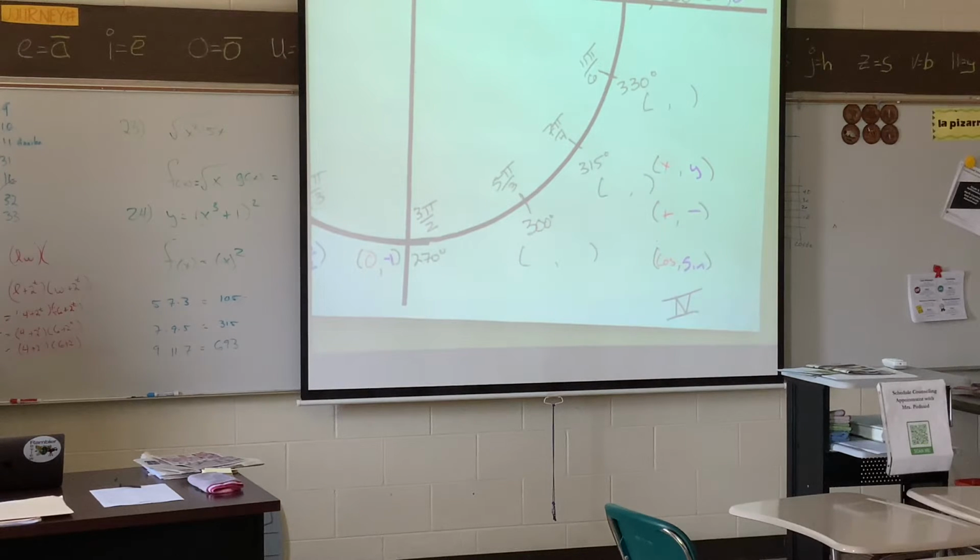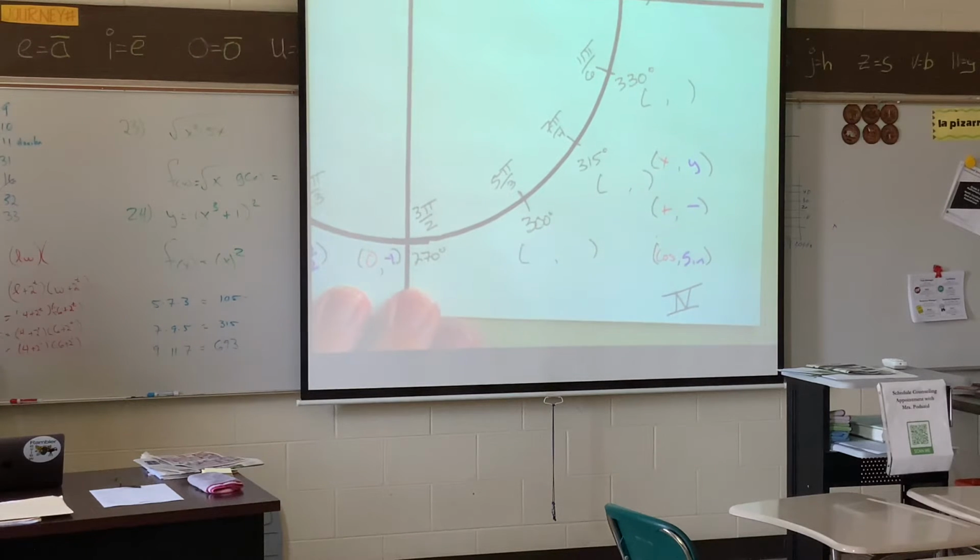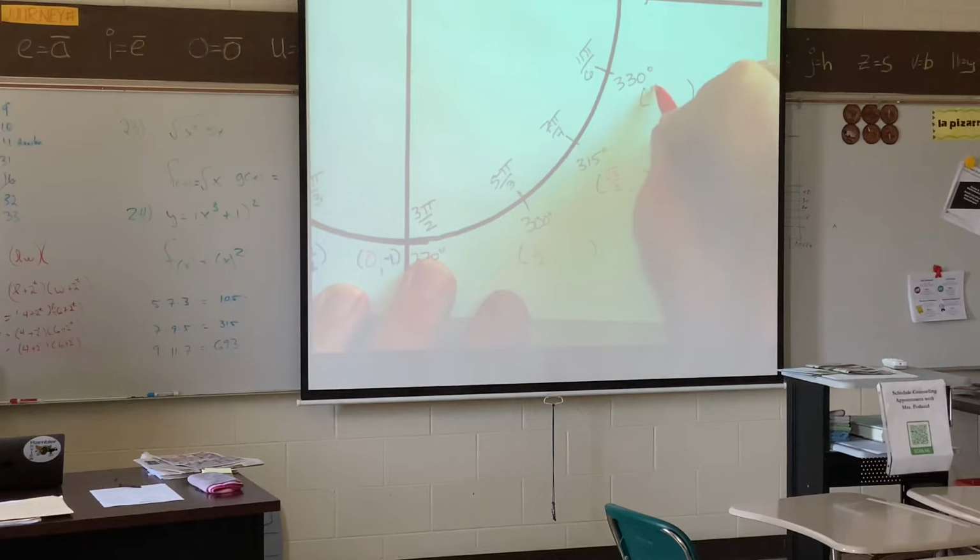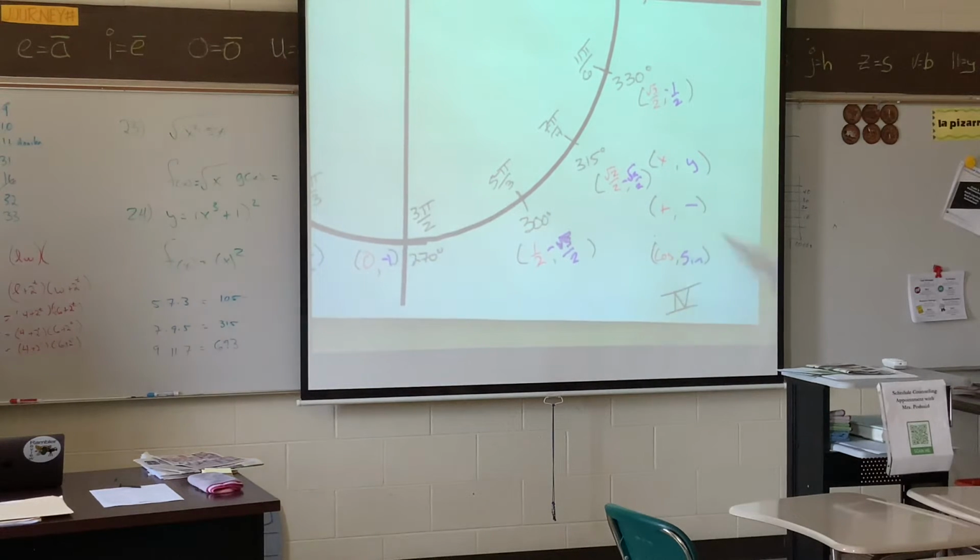Jasmine, how are my numbers going to behave in this quadrant? X is positive, Y is negative. Perfect. And I'm just following the pattern again. 1/2, square root of 2 over 2, square root of 3 over 2. Square root of 3 over 2, square root of 2 over 2, 1/2. As Jasmine said, my y's all have to be negative because y is negative in that quadrant.